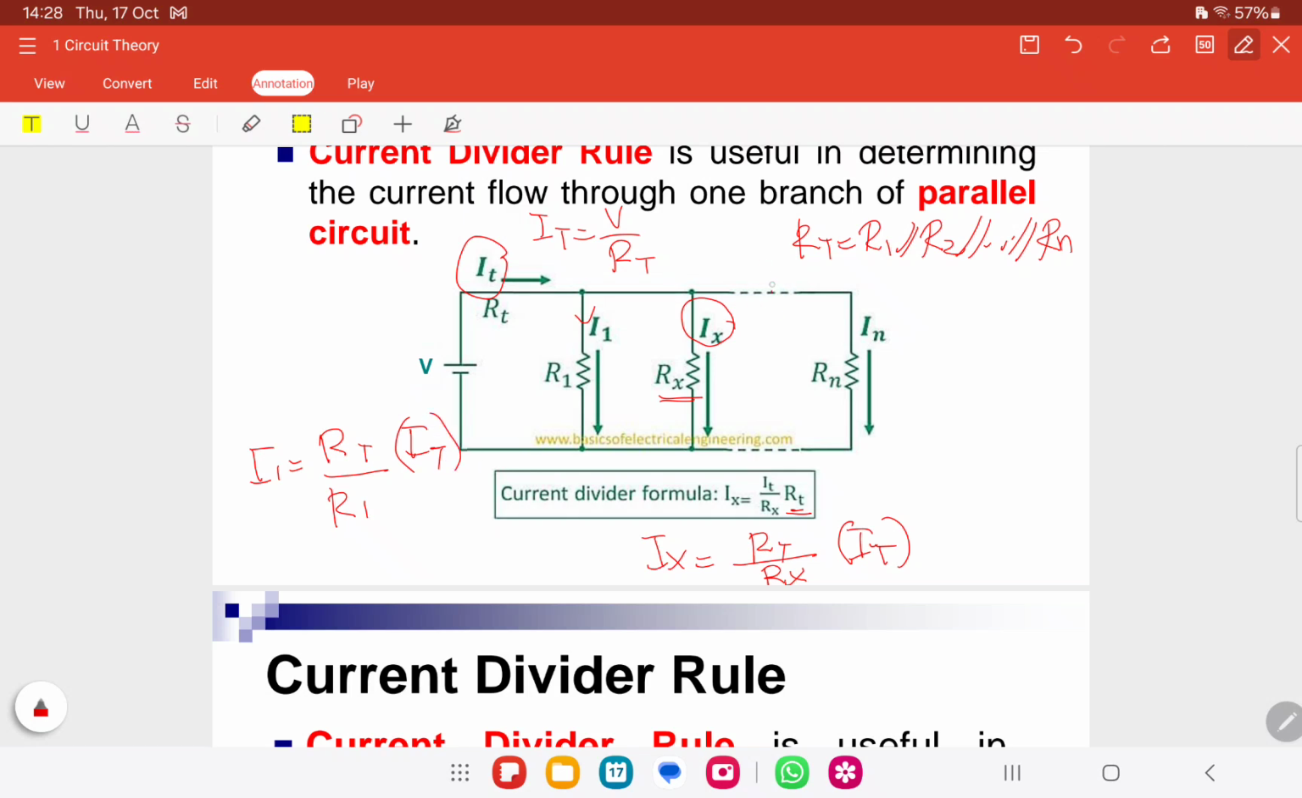Okay, if we have R3 over here, and I3, how do we get the I3? R total over R3 multiplied with I total.